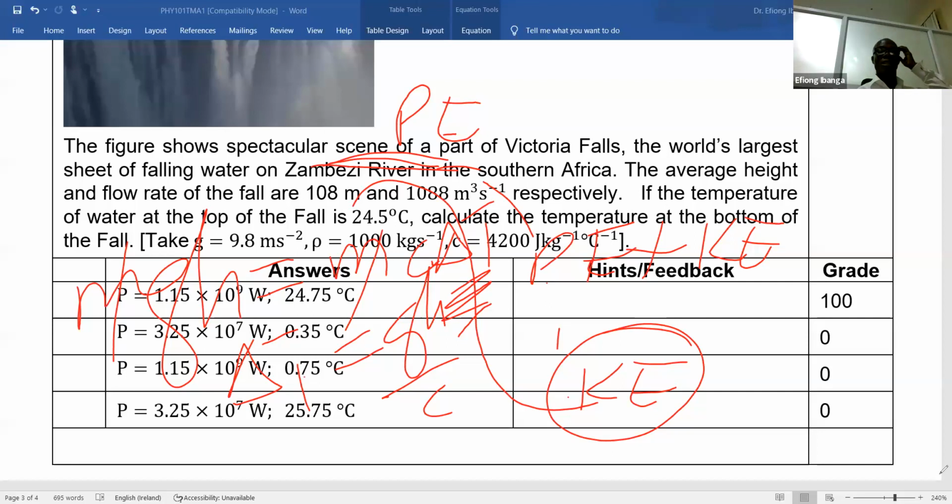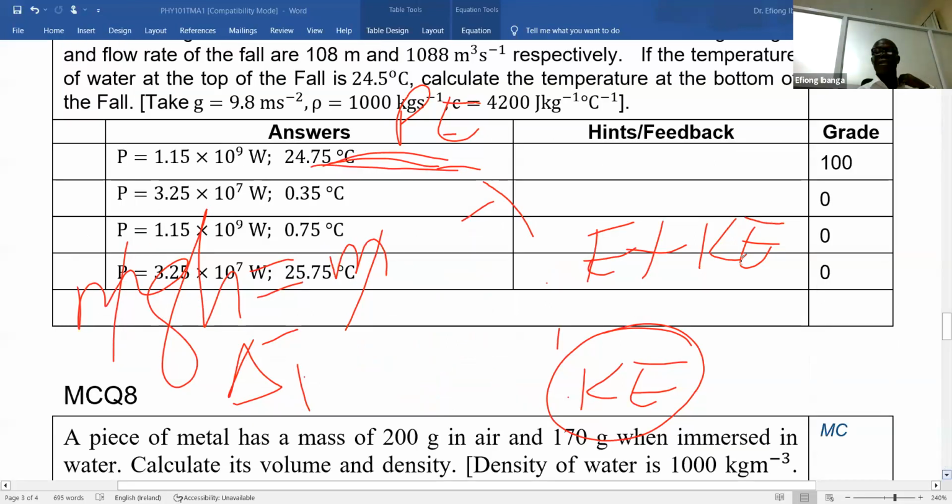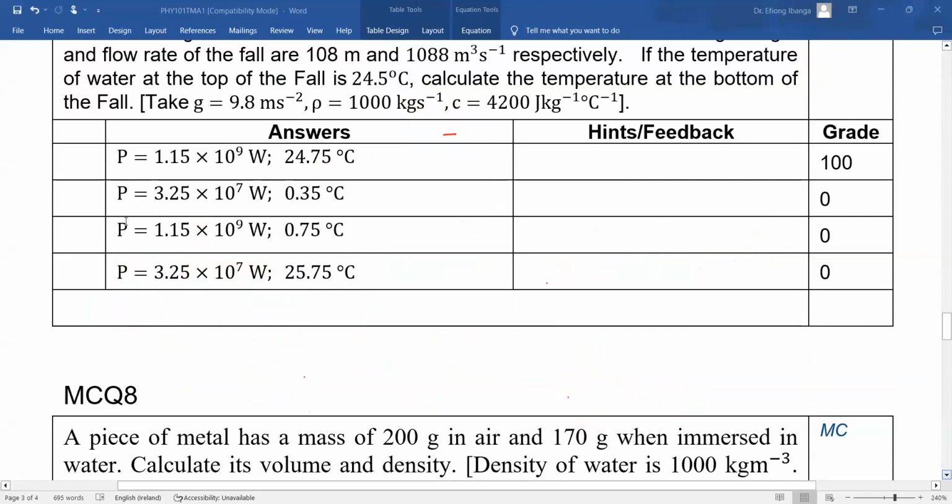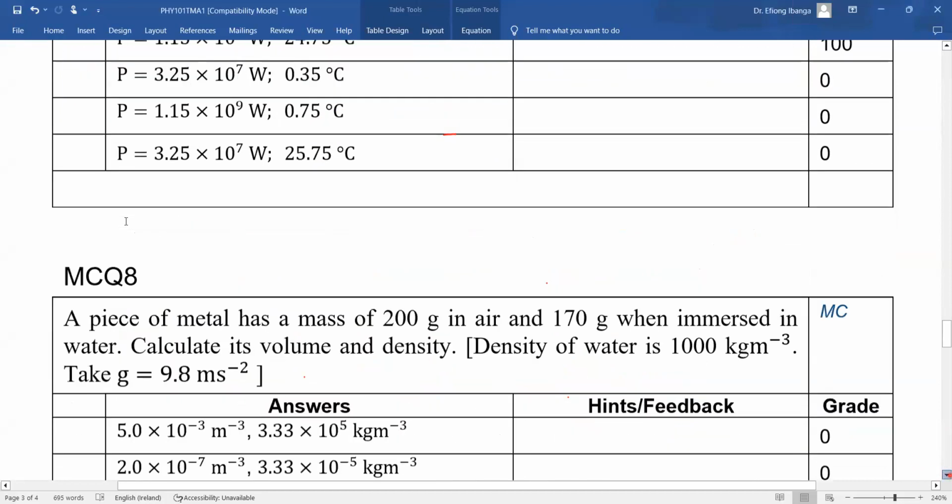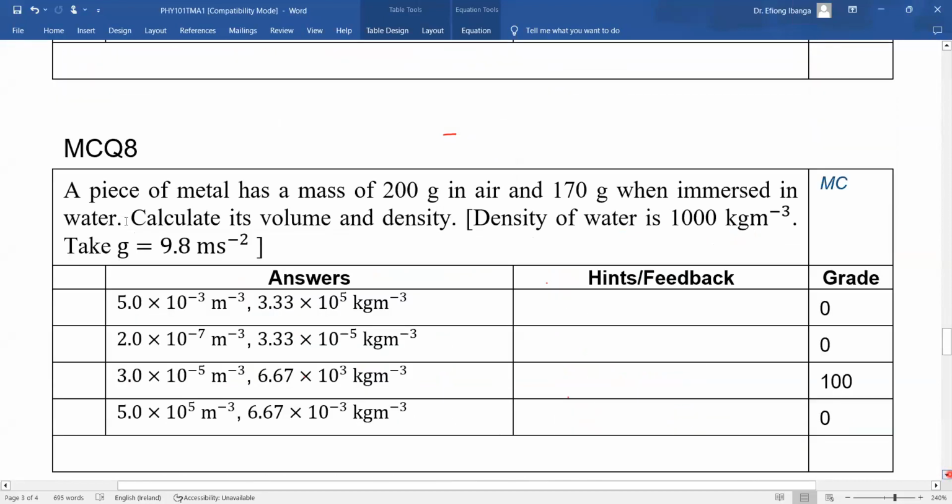A piece of metal has a mass of this. I said there's no way we can write in the discussion forum except you initiate a conversation there, and we will then begin to reply. No, you can write in the discussion forum now. You can start.